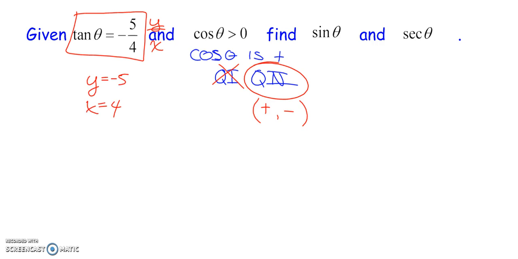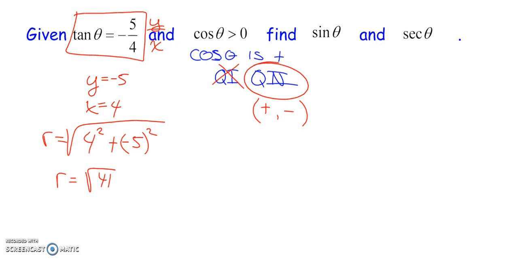We can solve for r using the same math we've used before. 4 squared plus negative 5 squared, and then we take the square root. That is going to be r, so that's 16 plus 25. That looks to be r is the square root of 41.